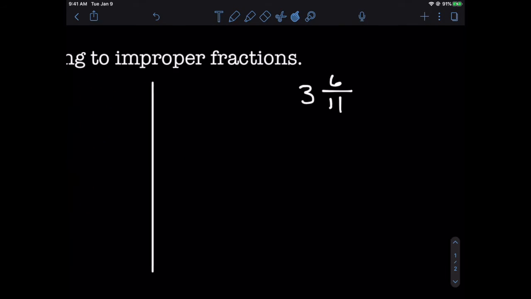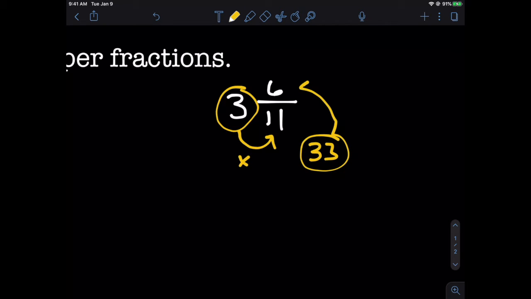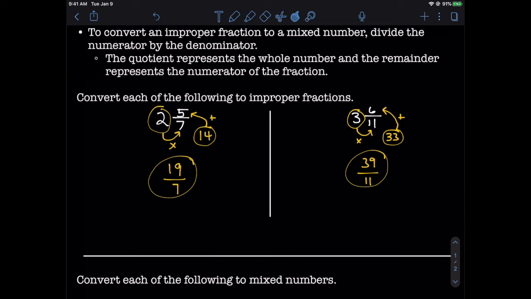How about 3 6/11? Same thing, we're going to take our 3 and multiply it by the denominator, this time 11. 3 times 11 gives us 33. We take this number here and we add it to this number here in the numerator. 33 and 6 together give us 39. And our denominator is 11. So 3 6/11 is the same as 39 over 11.